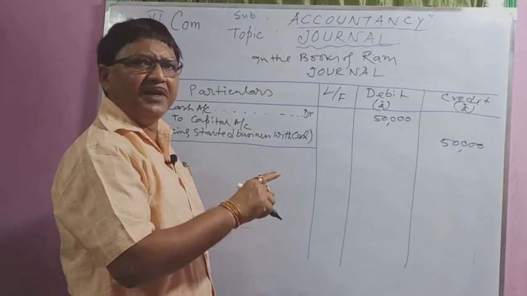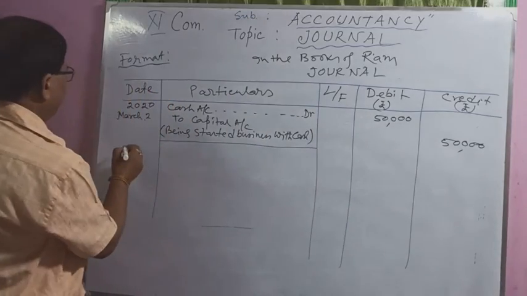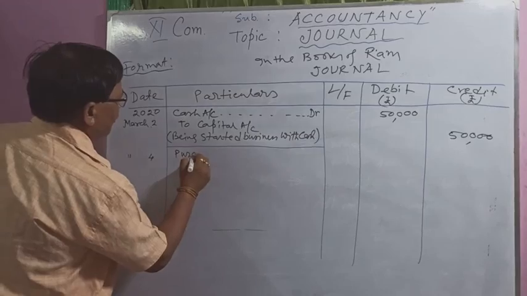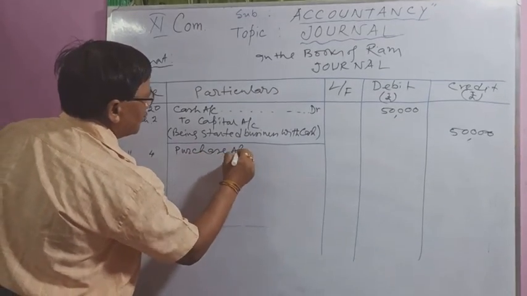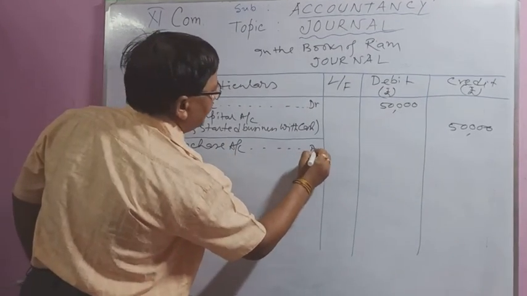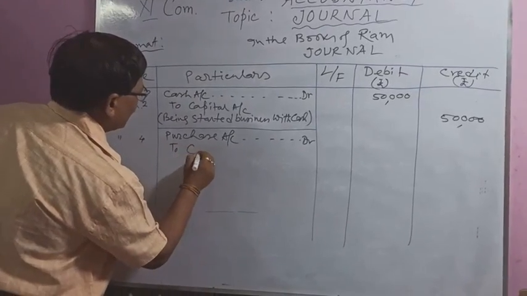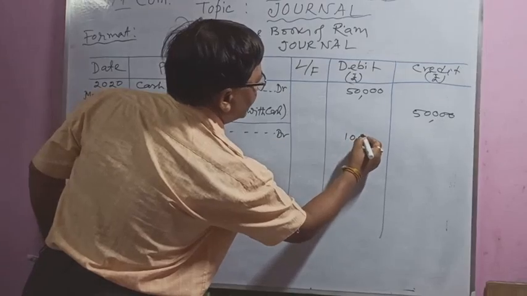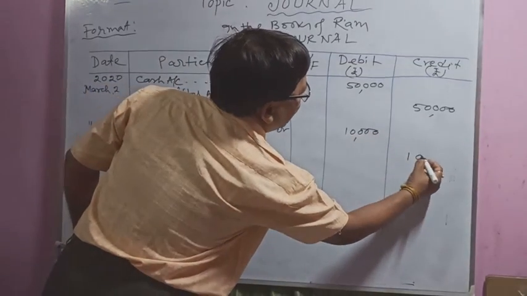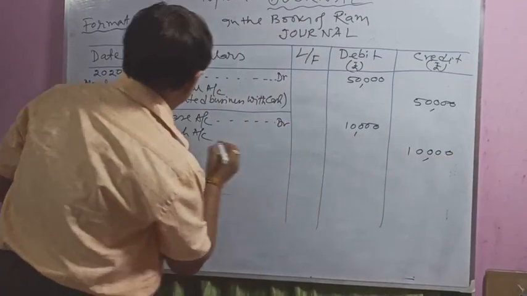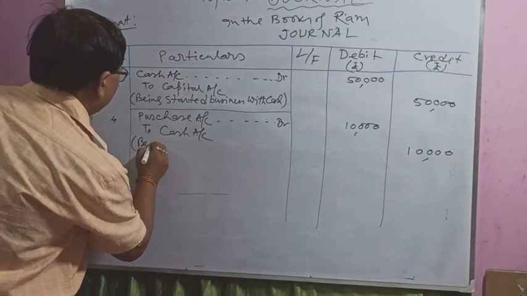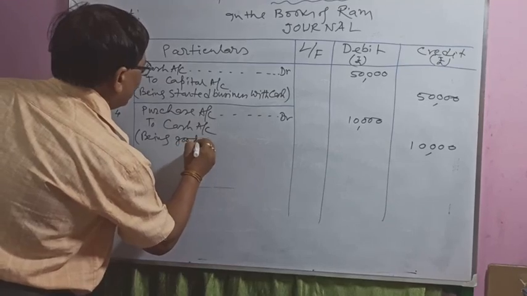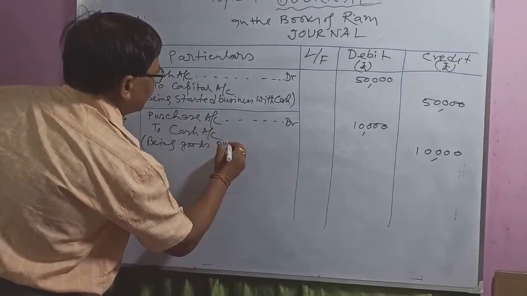Purchase account debit to cash account. Say 4th March, purchase account debit to cash account, 10,000 in the debit column and 10,000 in the credit column. Again there is a brief history, which is known as narration: being goods purchased.